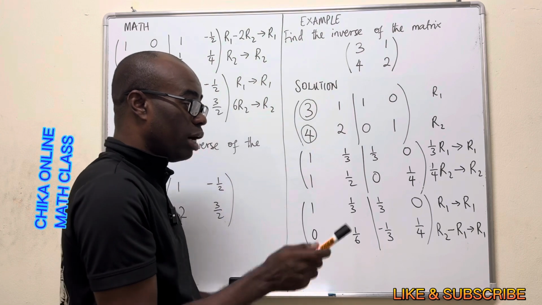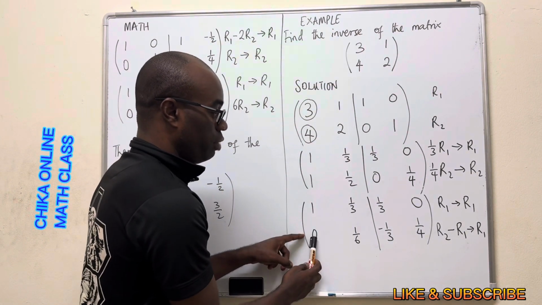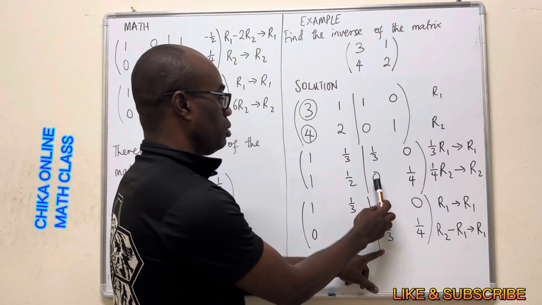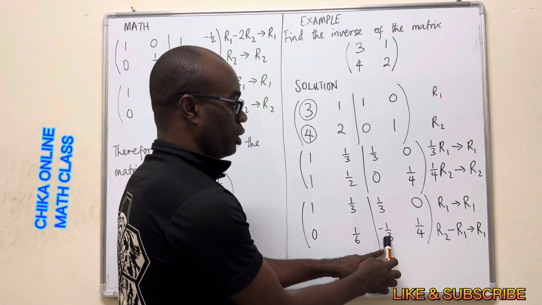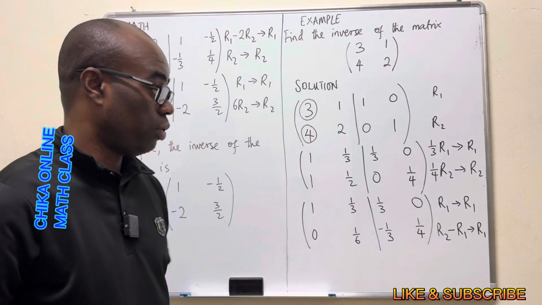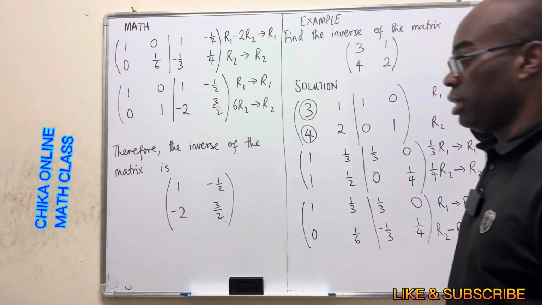So what we have to do is row 2 minus row 1, so that 1 minus 1 will give us 0. Half minus 1 over 3 will give us 1 over 6. 0 minus 1 over 3 will give us minus 1 over 3. 1 over 4 minus 0 will give us 1 over 4. Okay, so next we come to this side.